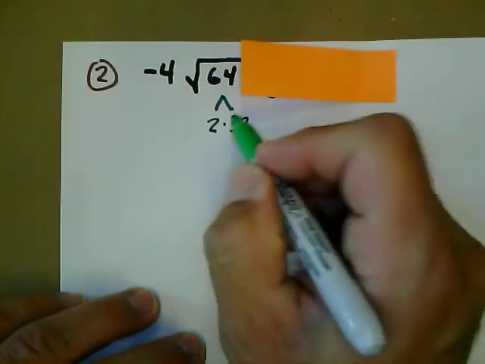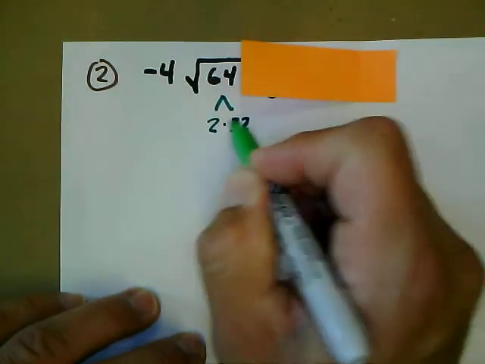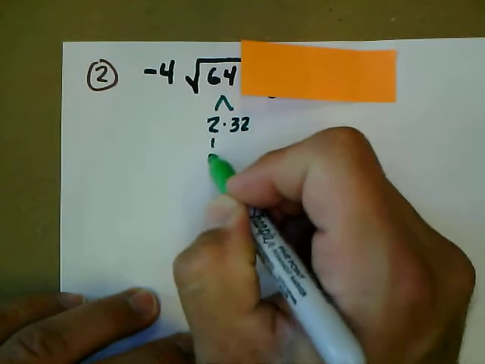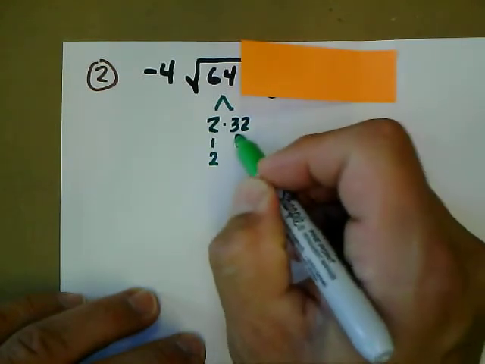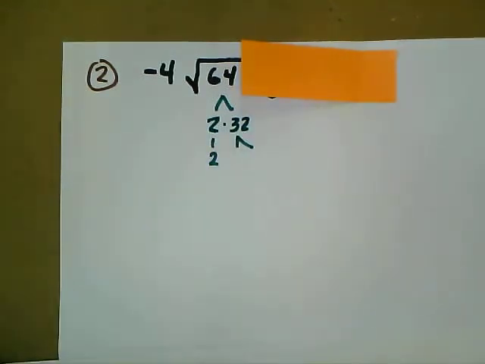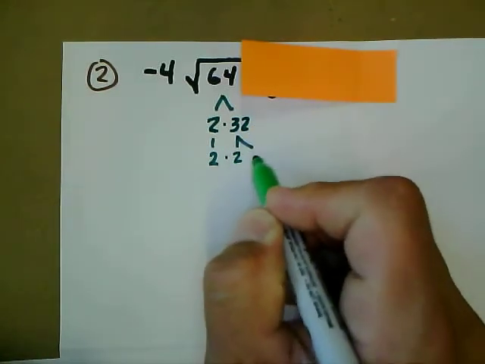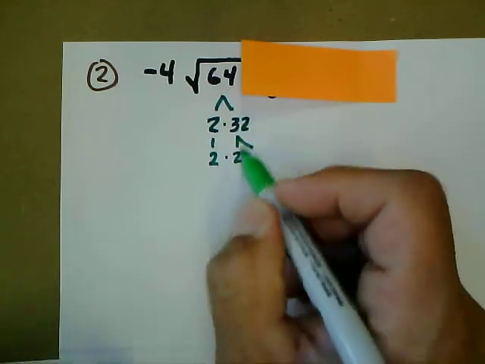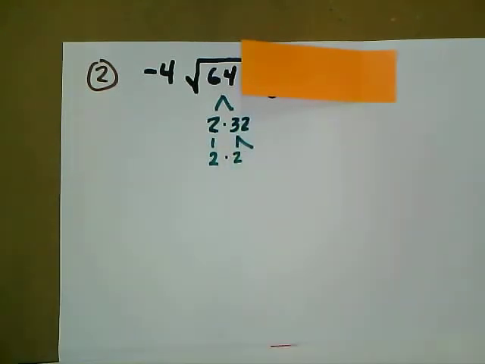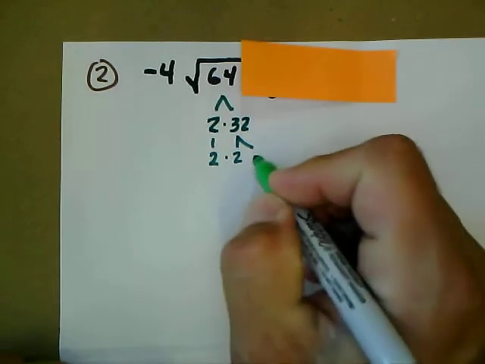And of course, 32 times 2 is 64. Well, 2 is a prime number. I'm going to bring that down. But I can break 32 up. Well, it's still an even number. So if I don't know my factors again, I can go ahead and break that down by 2. So 32 divided by 2 equals 16.